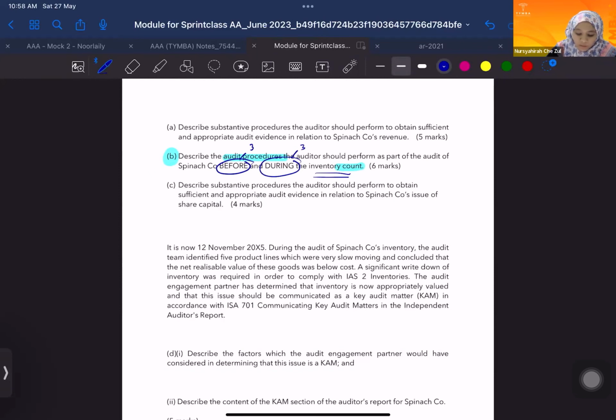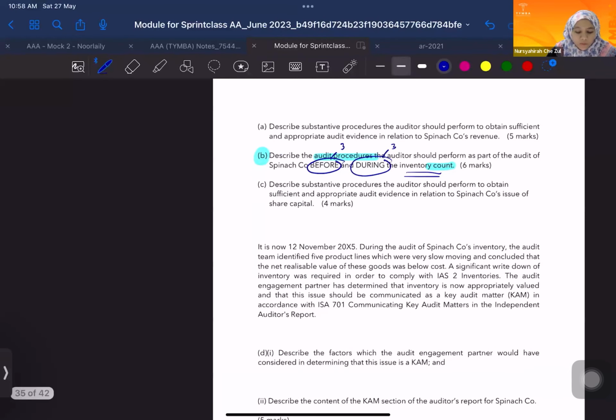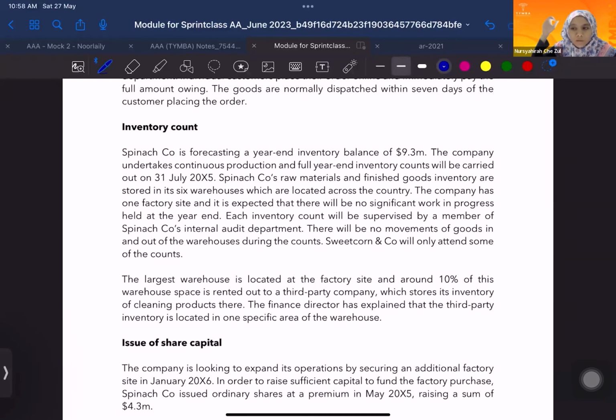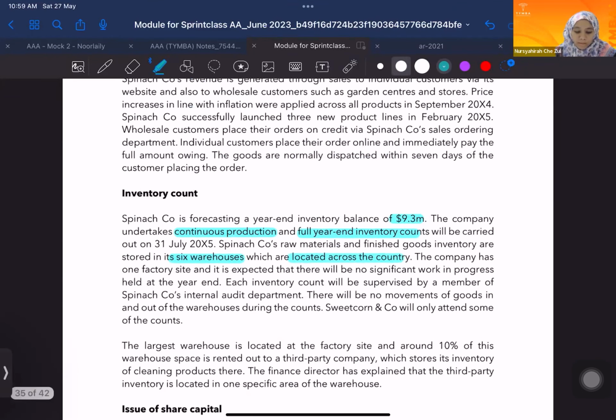Alright, let's look into the required scenario. This one, I believe, is just a guide for you, perhaps to help you in remembering or recalling the possible answers. Okay, so Spinach Co. forecasts a year-end inventory balance of 9.3 million. The company undertakes continuous production and a full year inventory count will be carried out on 31st July. Spinach Co. raw materials and finished goods inventory are stored in 6 warehouses located across the country.